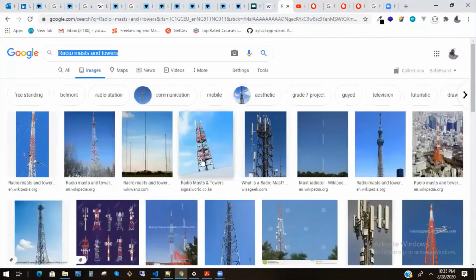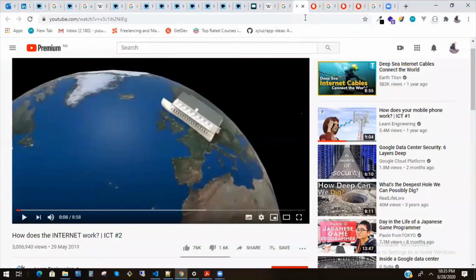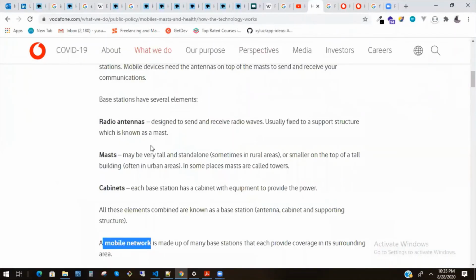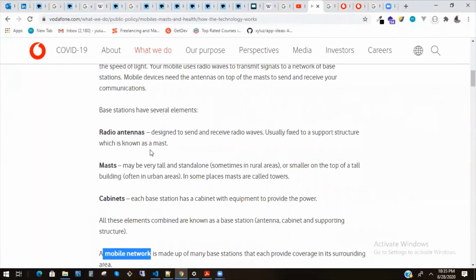You see all these things that we see around us. Those are the infrastructure that allow us to send and receive information on the internet. These things are provided by our internet service provider. They are called base stations. You can see what a base station is.